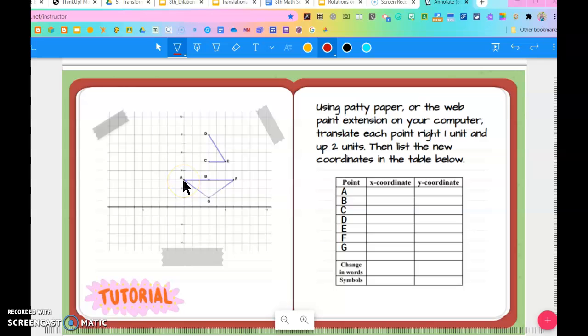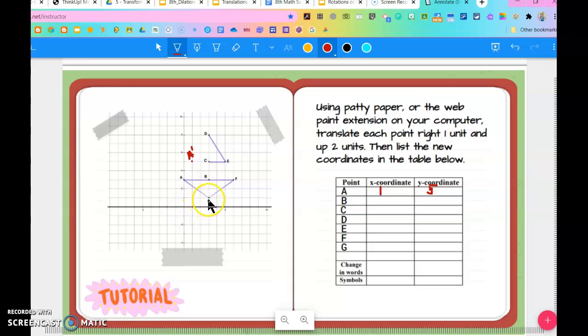So starting with point A, it is at 0, 3. We're going to take it 1 unit to the right and 2 units up. So my new A prime point is going to be at 1, 5. So my new x coordinate is 1, my new y coordinate is 5, and then I'm going to continue just like that.